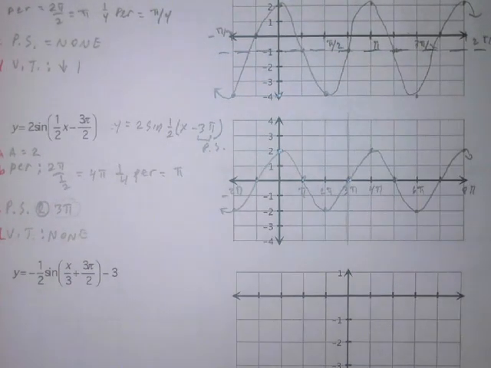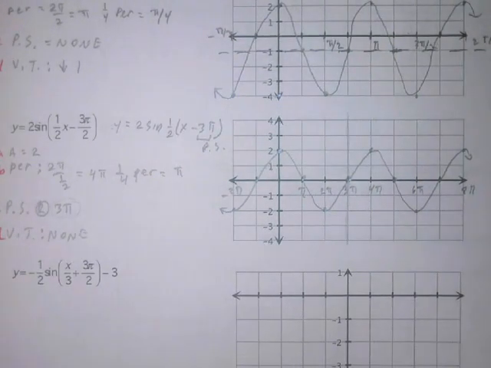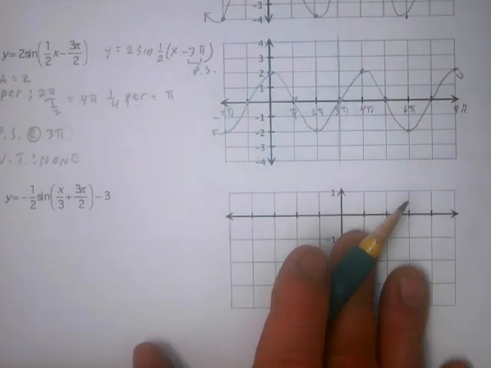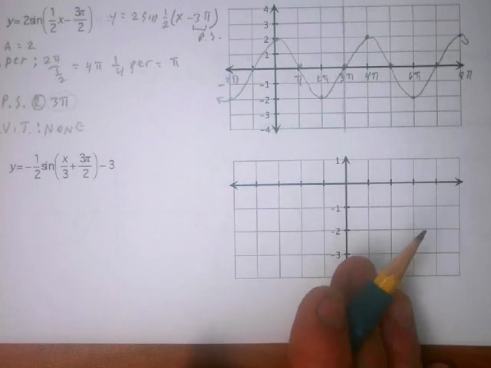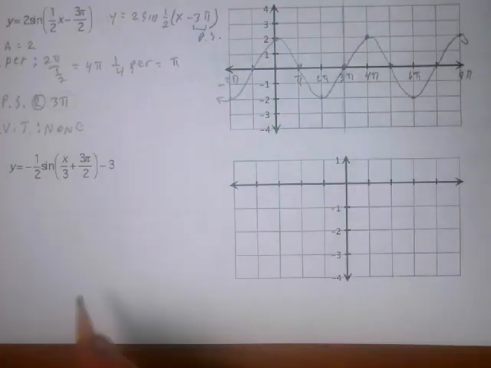I want to go over that again. Recognize that you have a phase shift of 3 pi. Put your vertical axis there, and then everything's based off of that in terms of where you're going to put your points.